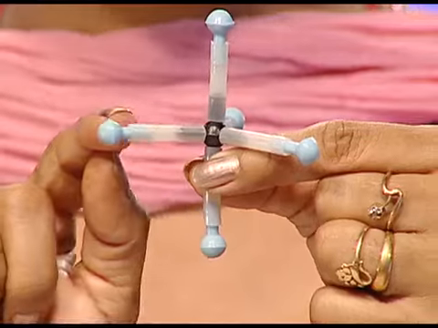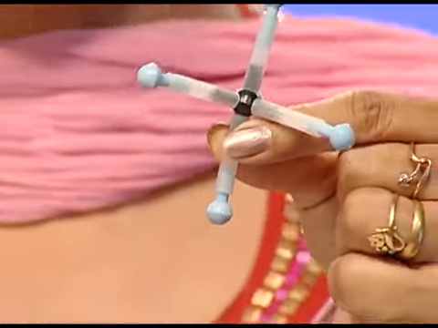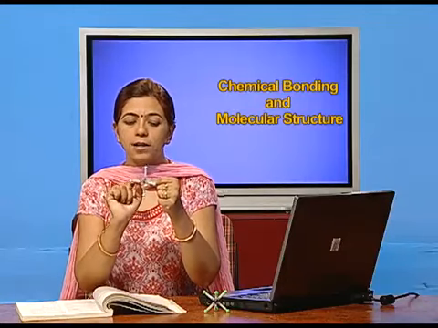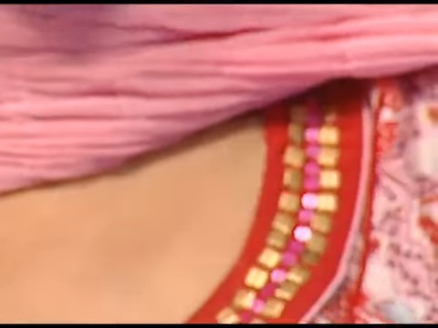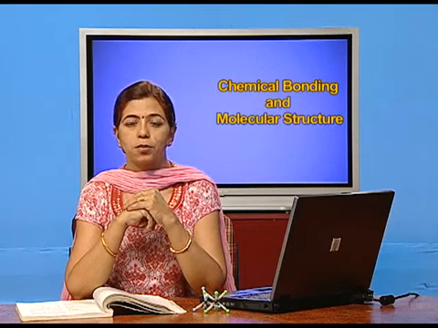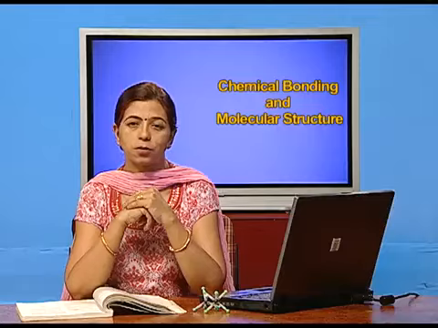One bond means 2 electrons. In total, there are 5 bonds. 2 into 5 means 10 electrons are surrounding the phosphorus. Octet rule says that there must be 8 electrons around the central atom. But in PCl5, there are 10 electrons around the central atom. Let me take one more example of SF6.